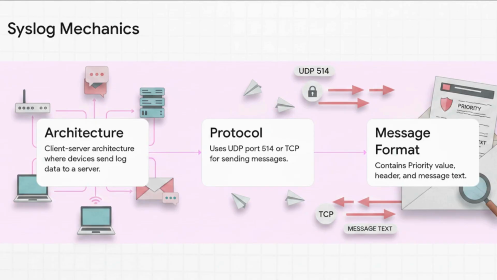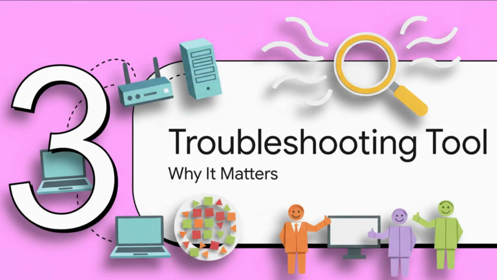Second, the protocol. They usually send these text messages over UDP port 514. It's super fast and efficient, though TCP can be used if you absolutely need that reliable delivery. And finally, the message format. Every single message contains a PRI, that's a priority value, a header, and the MSG, which is the actual message text. This specific format is what lets administrators instantly identify exactly where an event is coming from and just how severe it is.